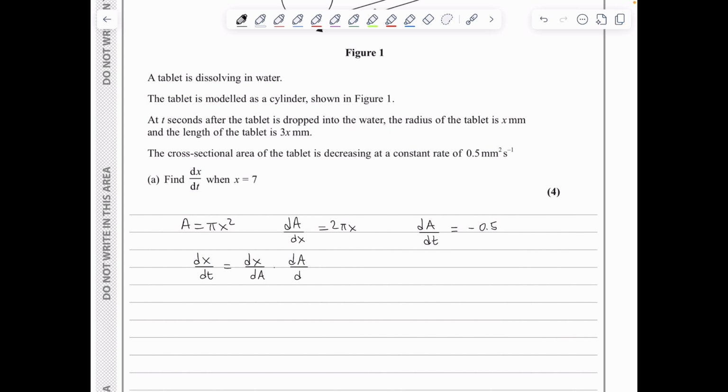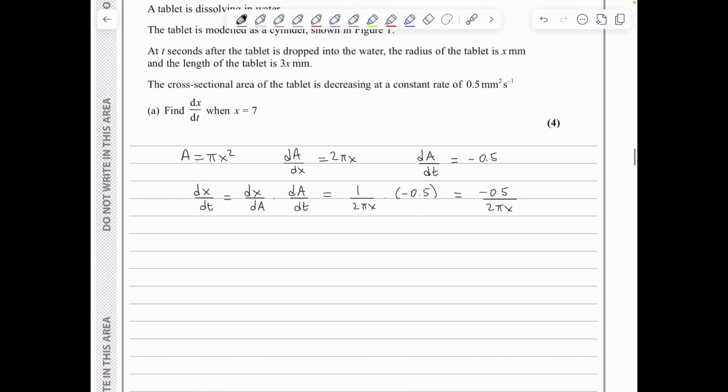dA/dt. Now dx/dA is simply the reciprocal of 2 pi x, so it's going to be 1 over 2 pi x times the minus a half, which is the dA/dt. So we're looking at minus a half over 2 pi x, and we are asked to find the value of dx/dt when x is 7. So dx/dt when x is 7 is equal to minus 0.5 over 2 pi times 7. If you plug this on the calculator, you get an answer of negative 0.0114, and it's millimeters per second.